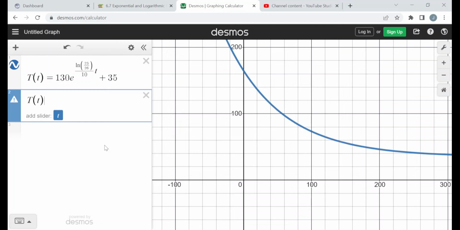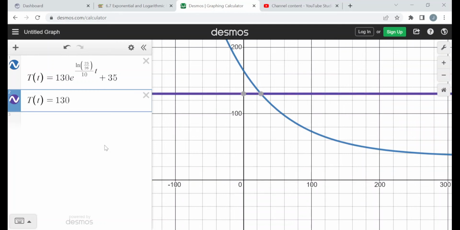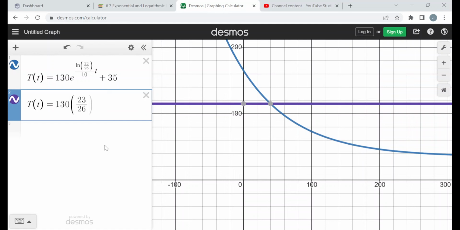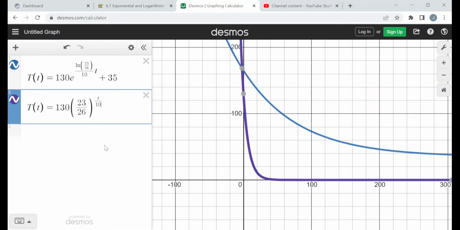All right, and I'll put in the other ones just to show you it's the exact same stuff. 130 times 23 26ths raised to the t over 10 power plus 35. And you see that's right on top of the graph. It's the exact same picture. You can turn it off and on here. It's the exact same graph.